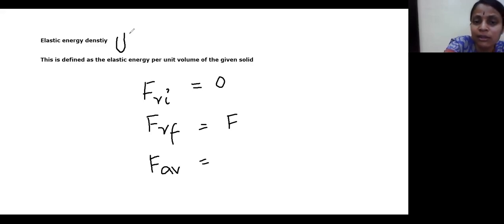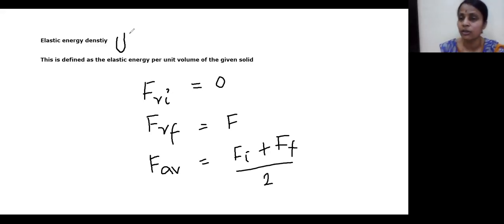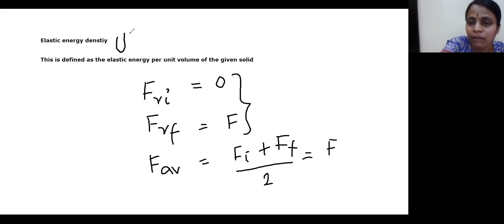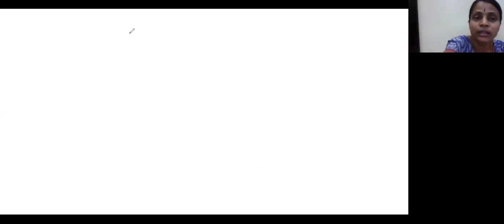Average force will be equal to initial force plus final force divided by 2. This is something like your average velocity, initial velocity plus final, u plus v by 2. So F_i plus F_f by 2, but when you add F_i and F_f, what do you get? This will come out to be F by 2. And what is this average force doing? It is doing work. So what is the work done here?